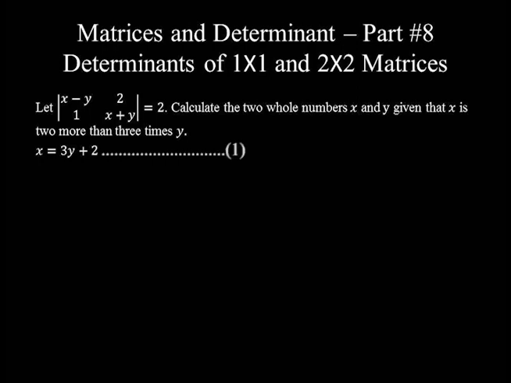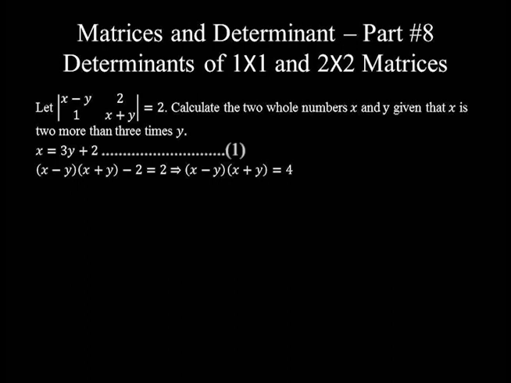The second equation can be derived from the determinant, that's the product of main diagonal elements, that's x minus y times x plus y, minus the product of these two elements, that's 1 times 2, that gives us 2, which is equal to 2. This implies x minus y times x plus y. Taking negative 2 to the other side of equality becomes positive 2. So positive 2 plus 2 gives us 4.